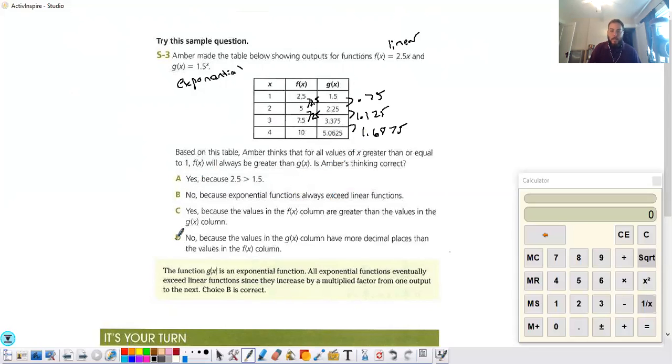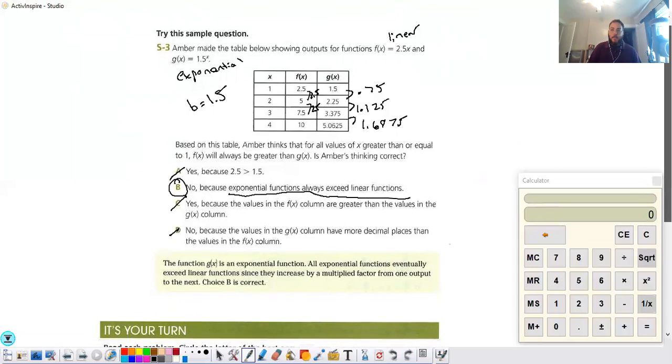She is not correct. So we can get rid of our yeses. And then she's not correct, not because of the amount of decimal places, but because exponential functions always exceed linear functions as long as the exponential function has a base greater than 1. And in this case, the base was 1.5, so it definitely exceeded.